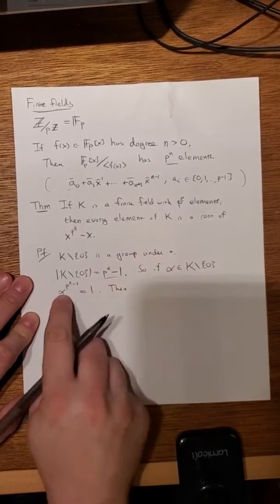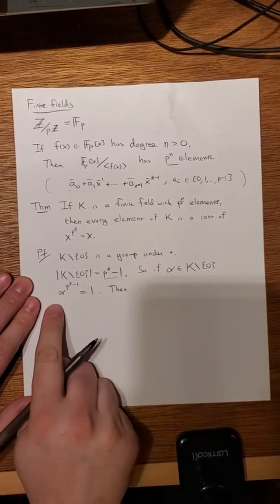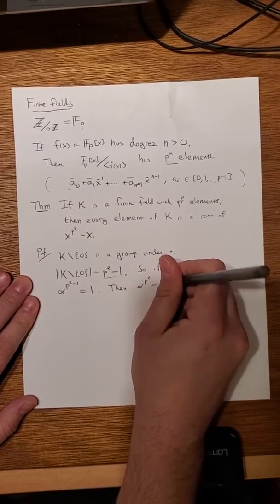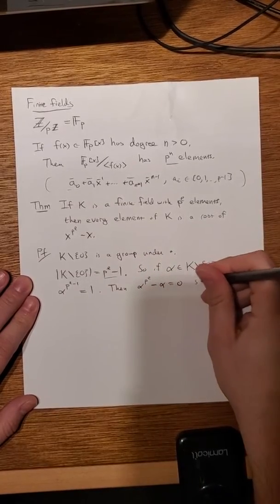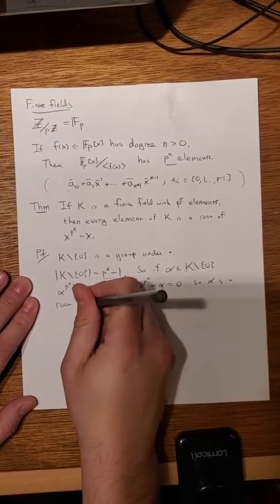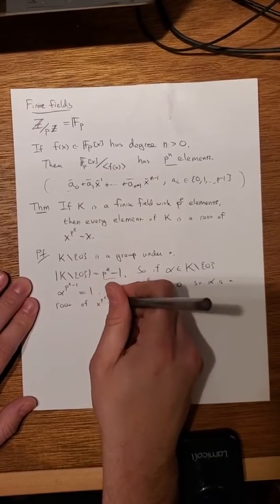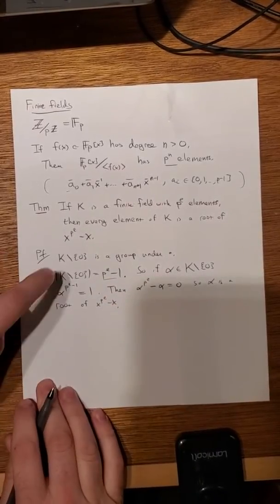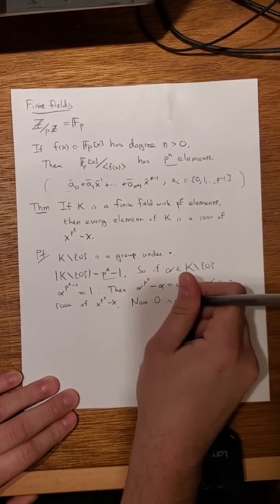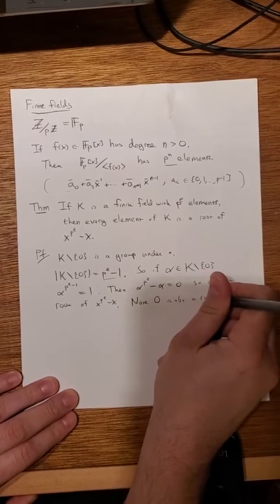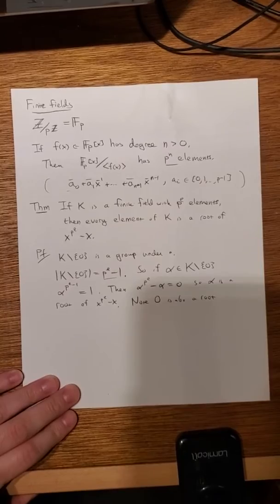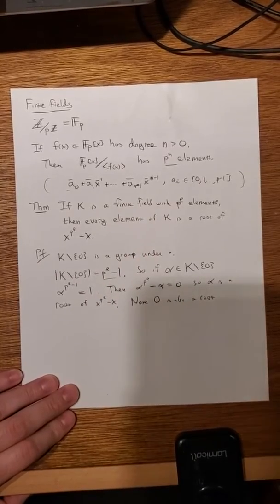Then, all right, just multiplying both sides by alpha and subtracting, alpha to the p to the e minus alpha equals 0. So alpha is a root of x to the p to the e minus x. That handles all the elements in K minus 0. Note, 0 is also a root. Just plug in 0, you get 0 minus 0. And so we've found that every element of K is a root.